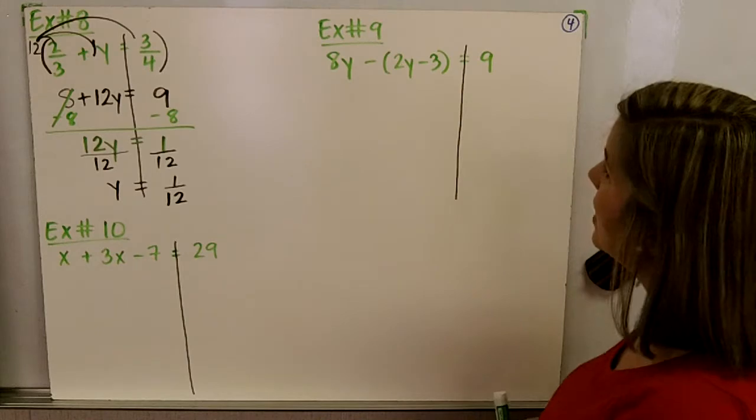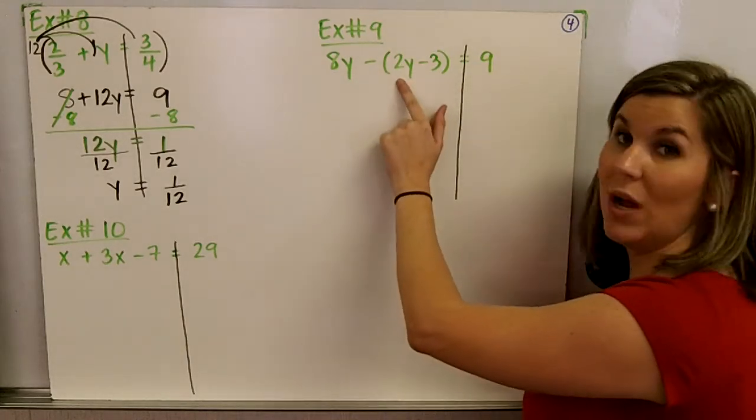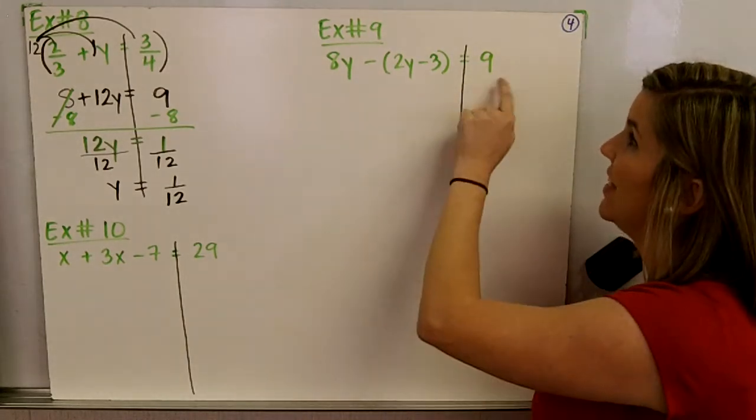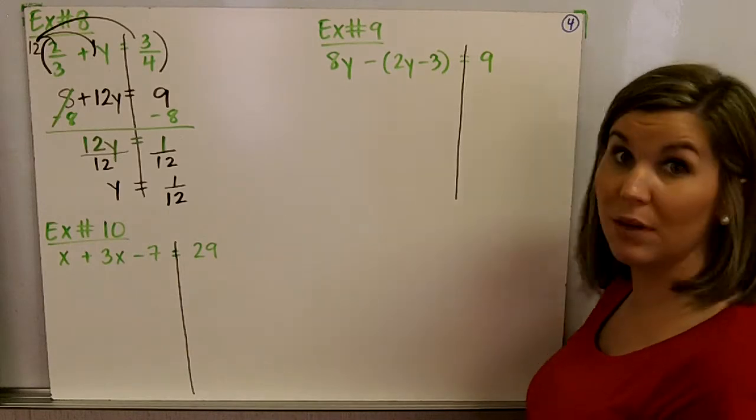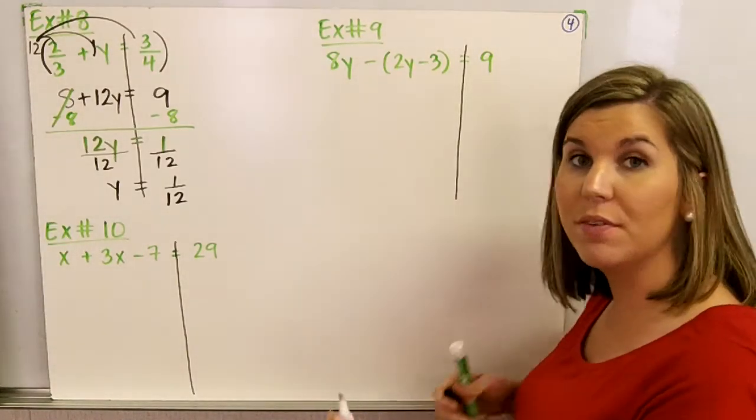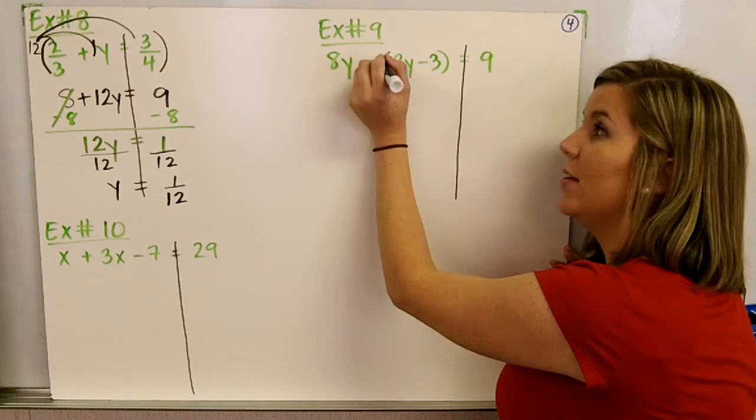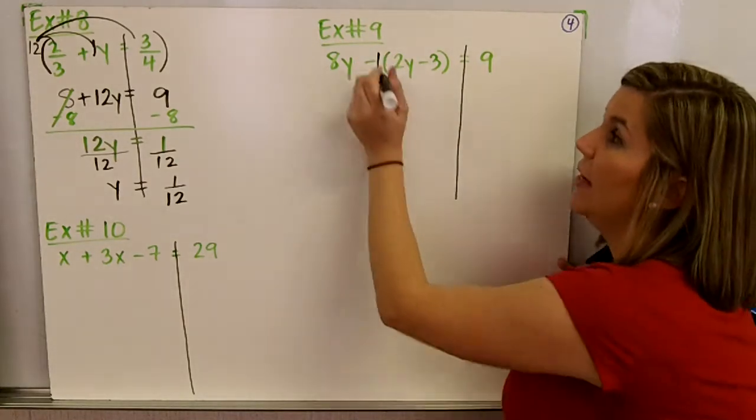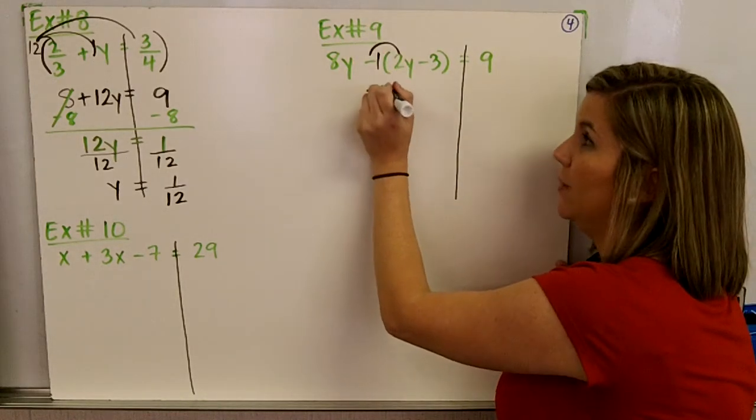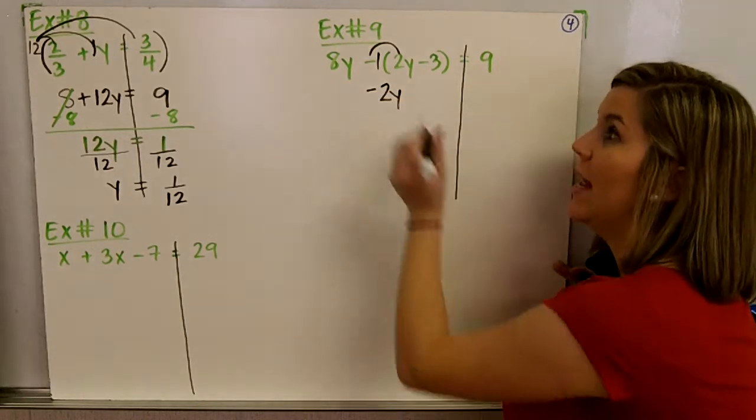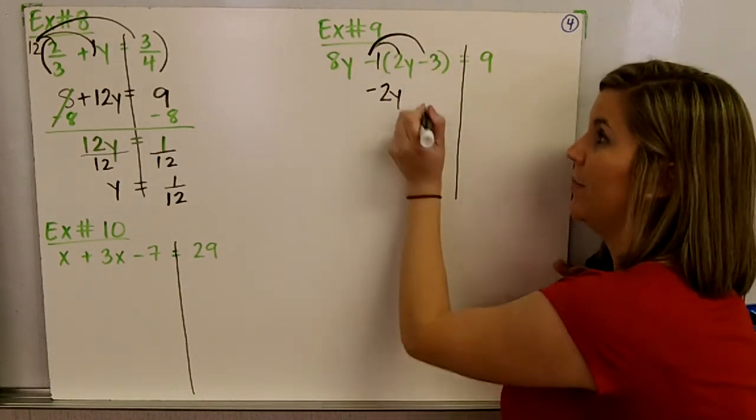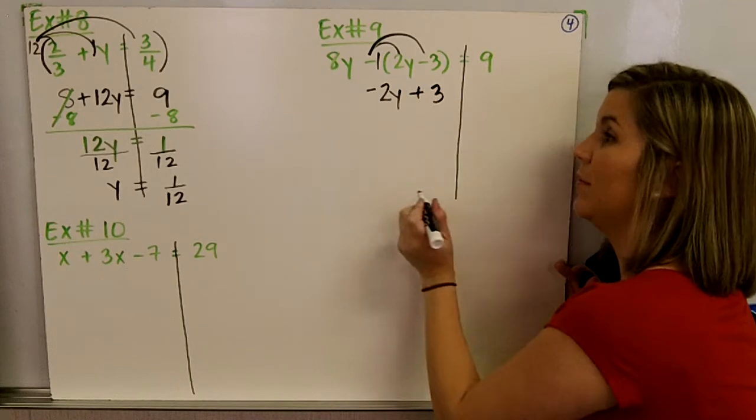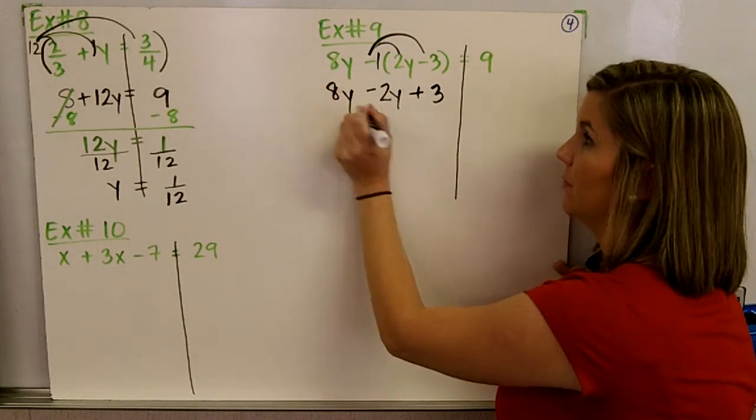Example number 9. 8y minus the quantity 2y minus 3 equals 9. So I need to distribute to get rid of the parentheses. There is a negative 1 right here. Negative 1 times 2y is negative 2y. Negative 1 times negative 3 is positive 3.